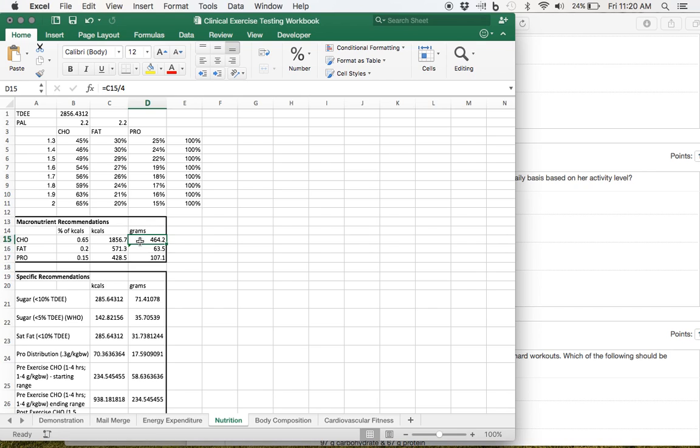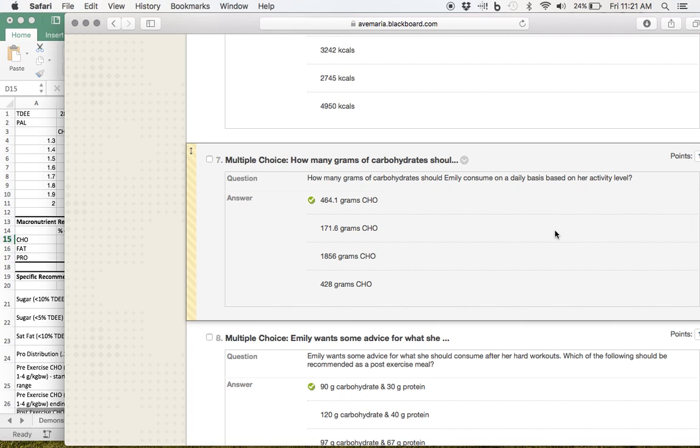and of course carbohydrates. We know that we have 4 calories for every gram. So in order to go from calories to grams, you have to divide by 4. And that's exactly how we get 464.2 grams. Okay, closest here is 46.1. At some point there was a rounding error, but regardless, that's our answer.